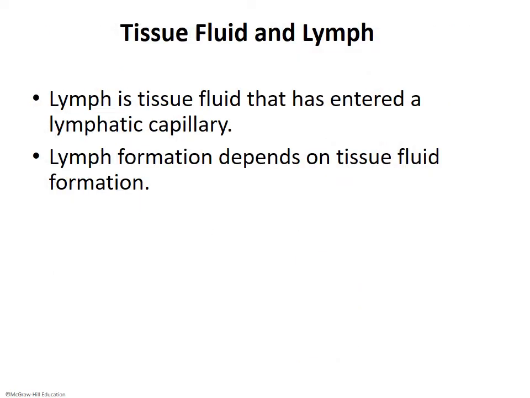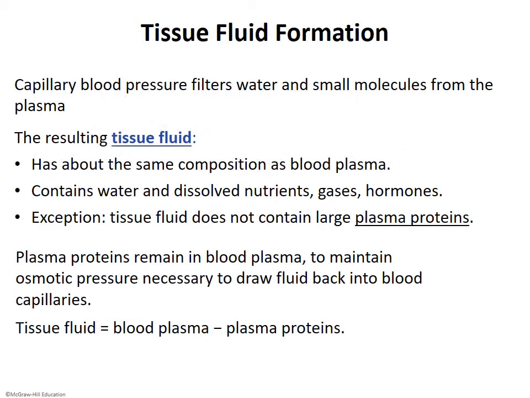Now, lymphatic tissue, or lymph, is tissue fluid that has entered the lymphatic capillary, and lymph formation depends on tissue fluid formation. Capillary blood pressure filters water and small molecules from the plasma. That fluid, as it exits, is called tissue fluid. And it's going to have about the same composition as blood plasma, except it does not contain the large plasma proteins. All right, so we're not talking about blood itself, because that has formed elements.